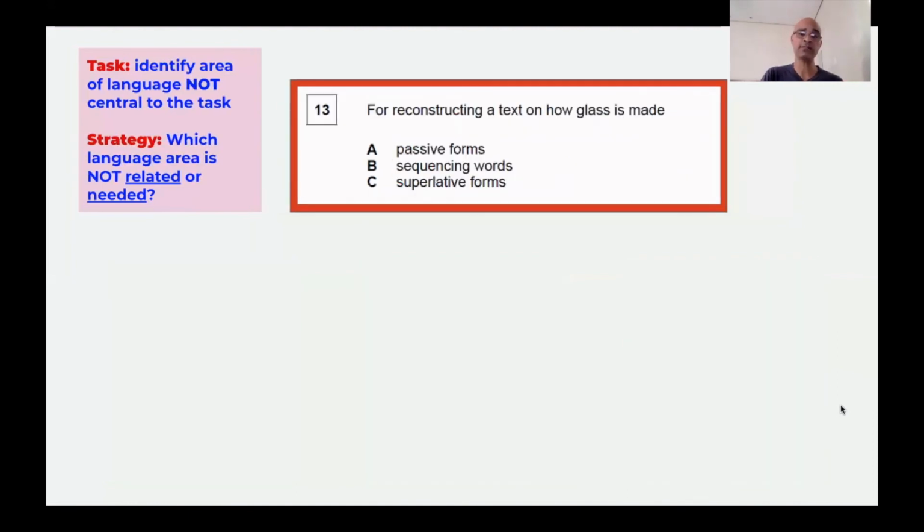Last but not least, we're going to move on to number 13. What do students not need, what is not central for reconstructing a text on how glass is made? Well, again, you're going to reconstruct a text, which involves getting pieces of that text and putting the pieces together. And the text describes a process, how glass is made.